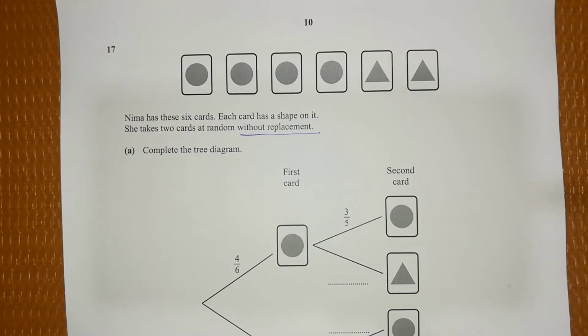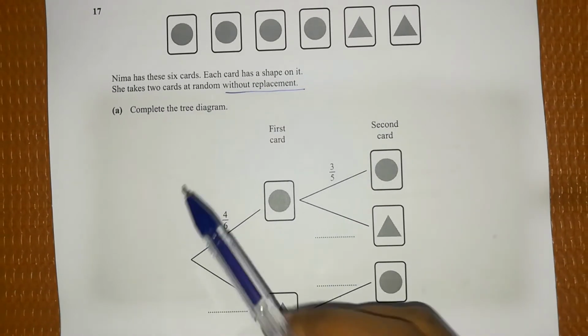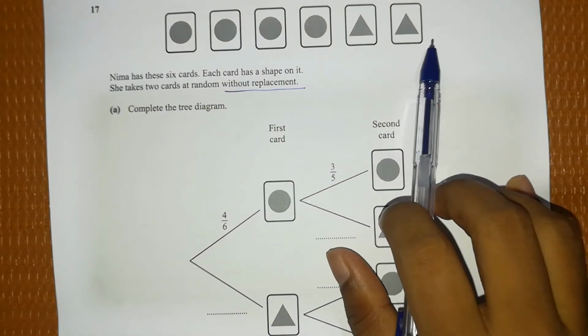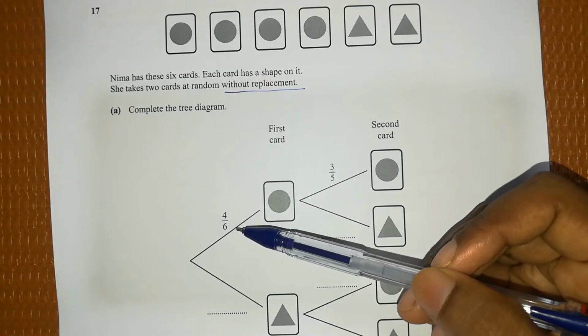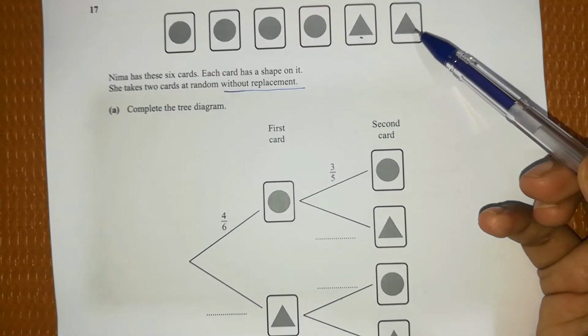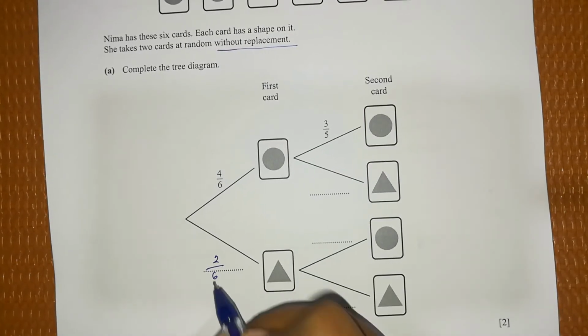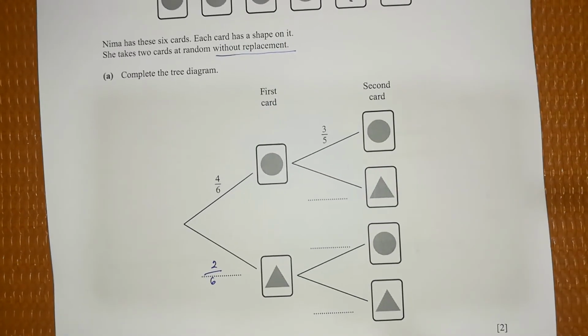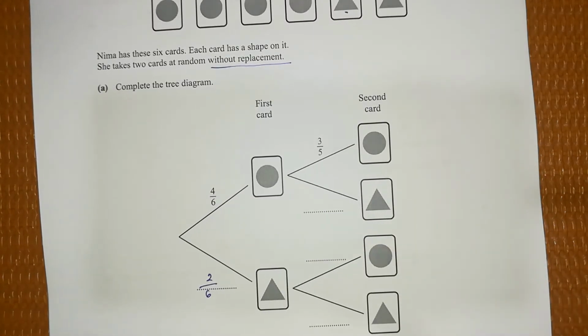Complete the tree diagram. So the first card, there are altogether 6 cards, 4 are circles. So that's why 4 out of 6 is here. Then there are another 2 triangular cards. So it is 2 out of 6. Now she doesn't put the first card back. That means number of cards decreased by 1. So that's why the denominator is 5 here.